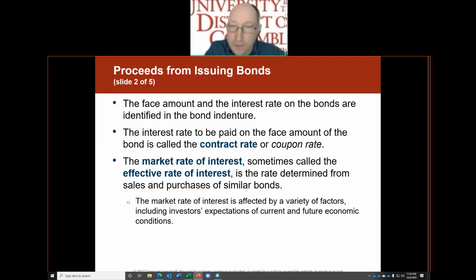The market rate of interest, which is what I was just talking about, is sometimes called the effective interest rate, and it is determined by the sale and purchase of similar bonds. It gives you that average. It's the average of similar bonds that are available on the market. The market rate of interest is affected by factors such as current and future economic conditions. That makes sense. So in other words, the market interest rate will change depending on economic conditions.